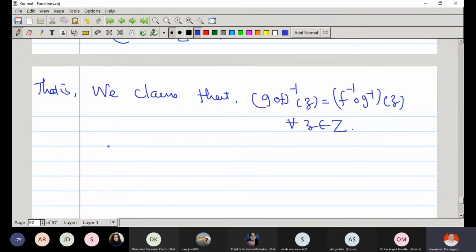What will we do? Take an element from Z. Open the box, and take a z. So how to start the process?